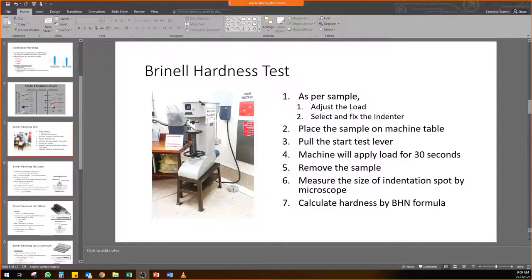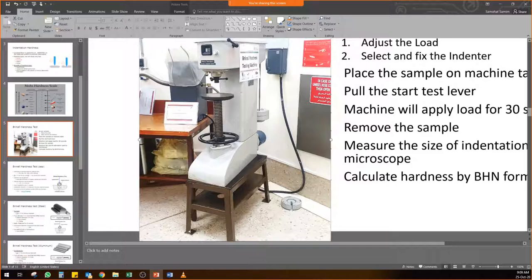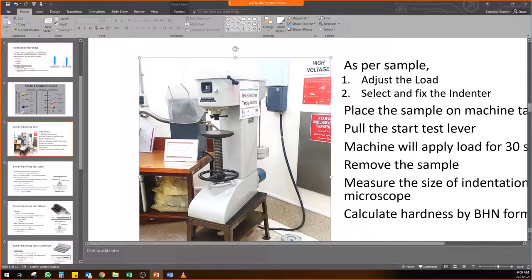Okay, I think we can start with Brinell hardness test now. For Brinell hardness test, if you can see the machine here in front of you, I'll show you a video also which will be in detail, but have a look at the machine. This is very important. The machine has a round table which is here. On this table you put your sample. It can be this watch also. Just put it there. That's it.